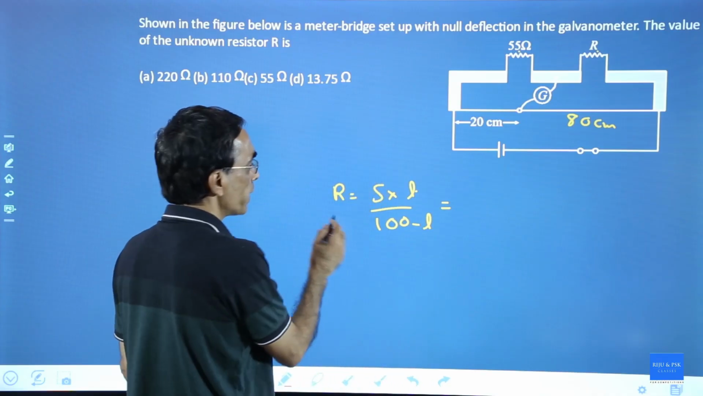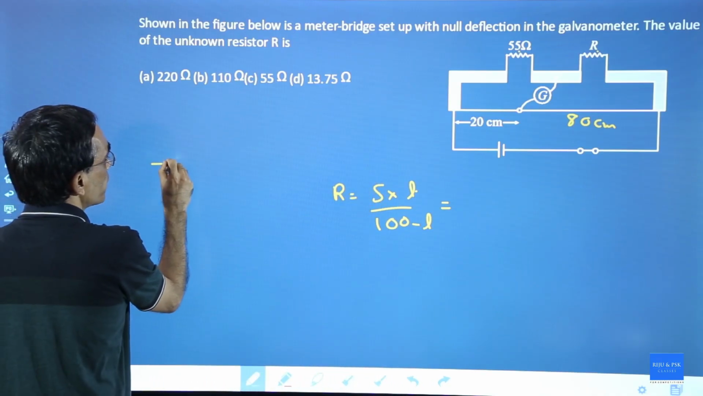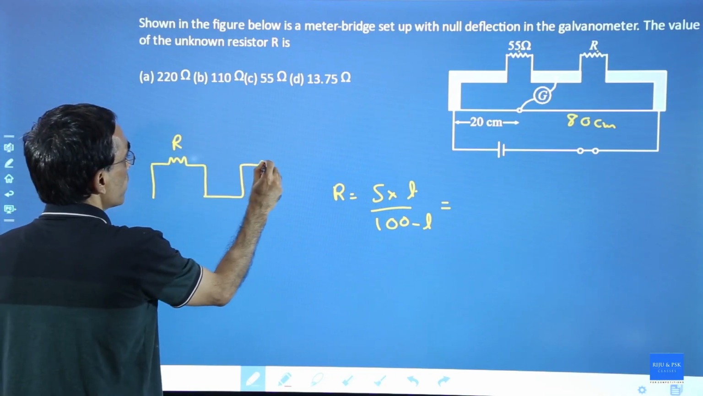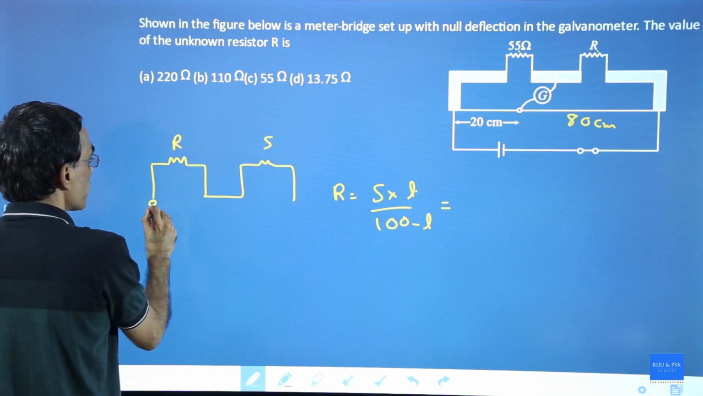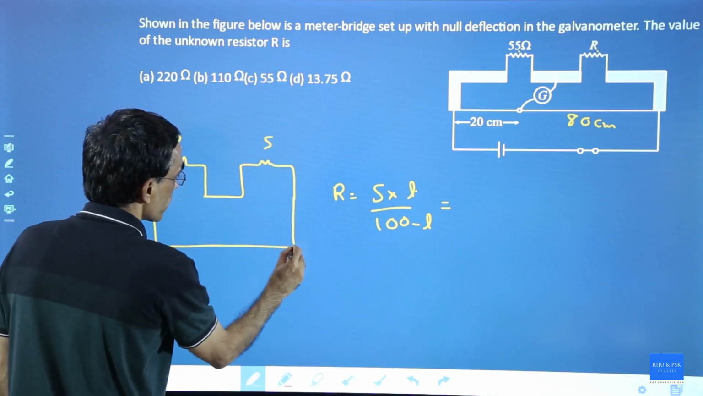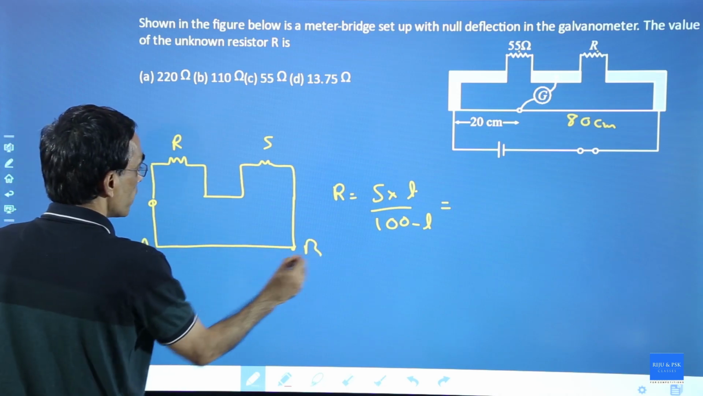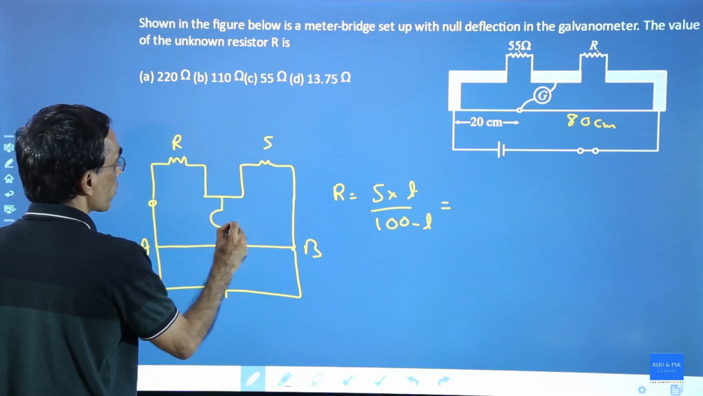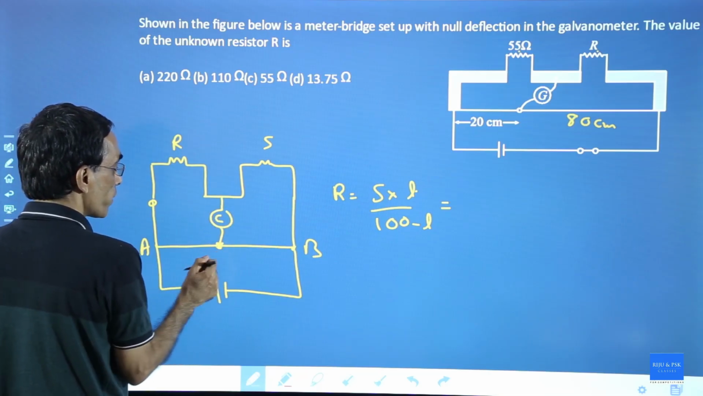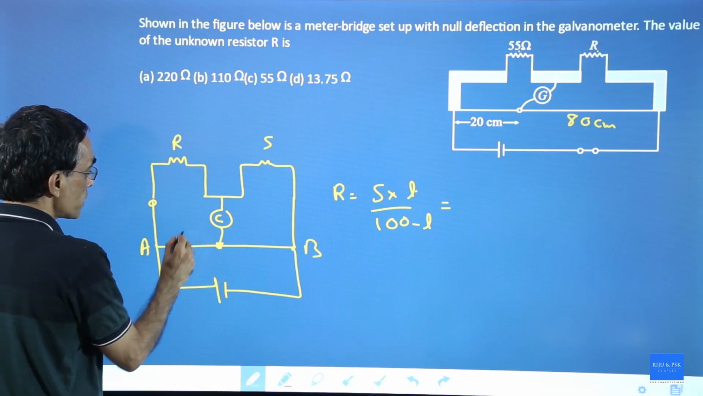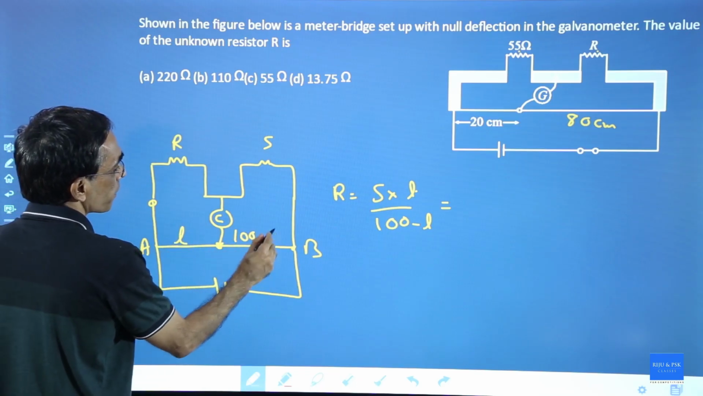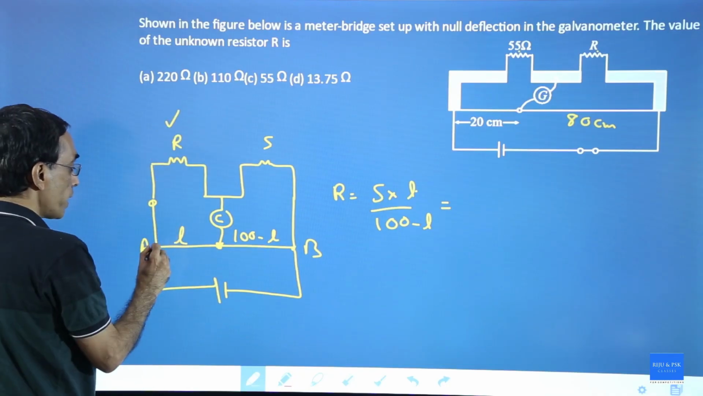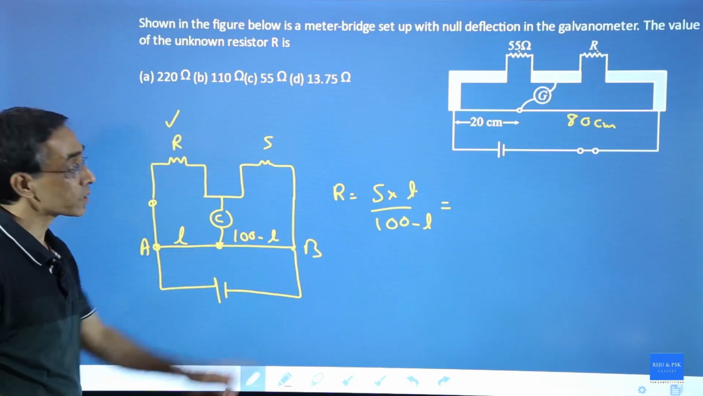In the normal meter bridge connection, you have one resistor, we call it R, and there is the standard resistance S. Then you have the resistance wire AB. Then there is the battery connection. This is what we normally do, and your galvanometer will be connected here, and this is the point where the jockey makes contact with the wire. This is called L, this is called 100 minus L. So from where do you measure the balancing length? From the unknown side. The length from the unknown side is always measured. That is how you use this equation.